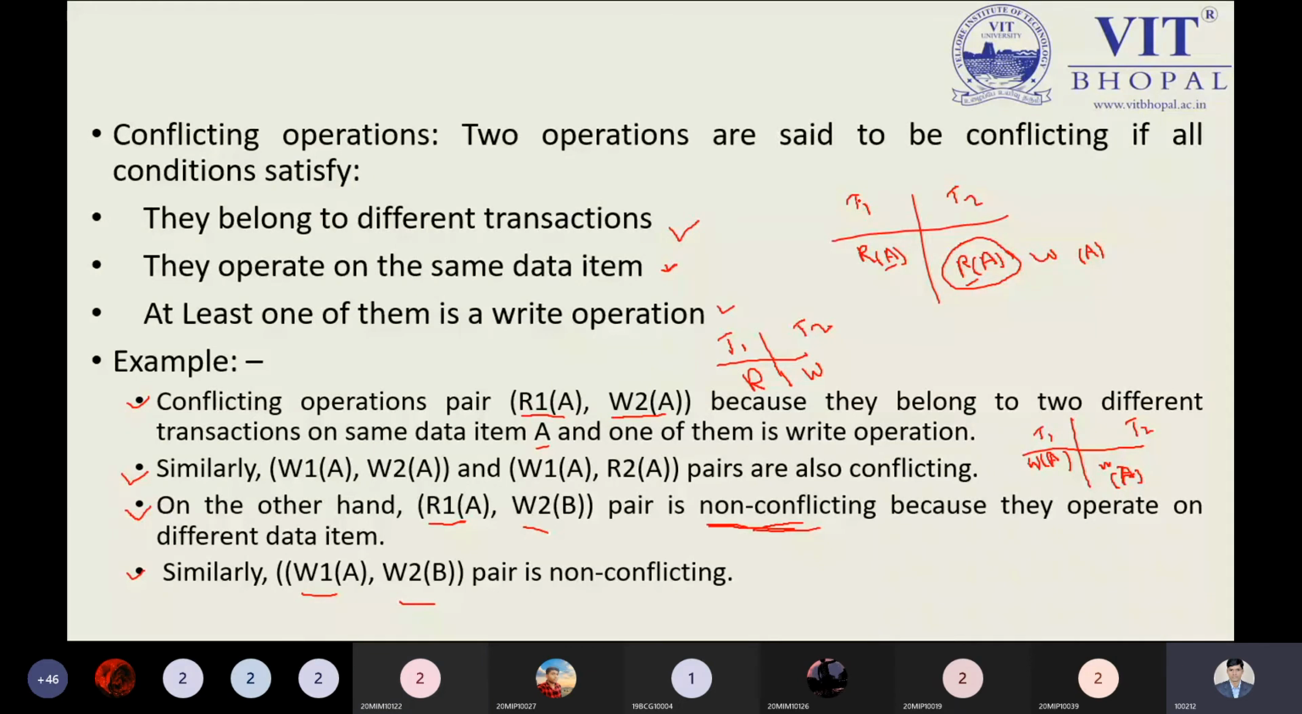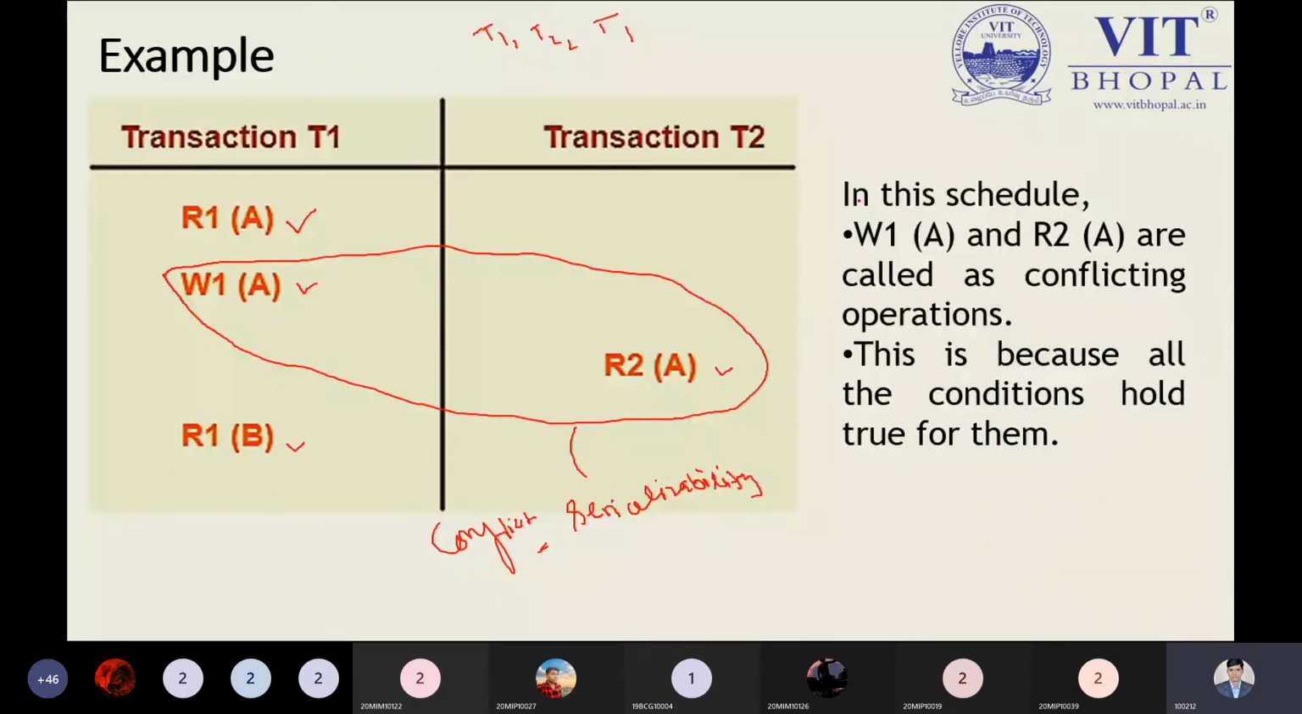Here we have the four important terms in the example, and this justifies our rules. So which are the non-conflicting and which are the conflicting operations. Let us understand this example over here.